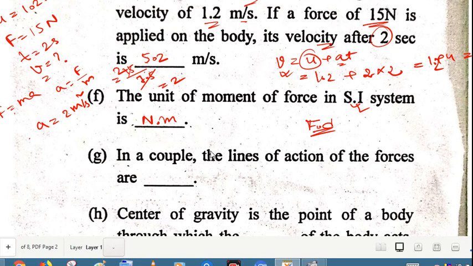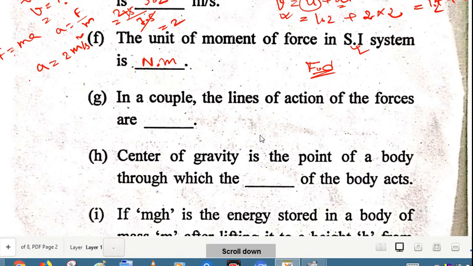The next question: in a couple, the lines of action of the forces are parallel. They are parallel, unlike parallel forces.